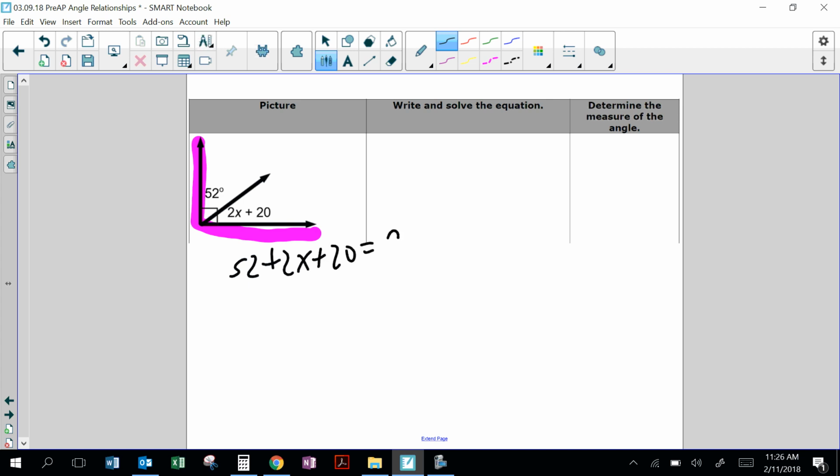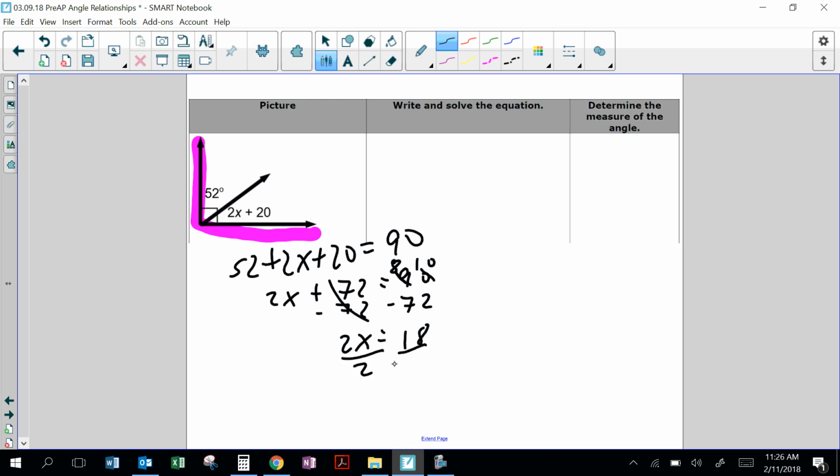2x plus 20 equals 90 degrees. Let's collect like terms. 52 and 20 is 72. So 2x plus 72 equals 90. Let's solve this two-step equation. Subtract 72 from both sides. Just cancel. Can I take away 2 from 0? Nope, got to regroup. This becomes an 8. This becomes a 10. So it is 18. 2x equals 18. Divide both sides by 2 because I need to find the inverse. And so x equals 9. So if I replace this x with 9, 2 times 9 is 18, plus 20 is 38 degrees. And 52 plus 38 is 90 degrees, and I proved that is so.